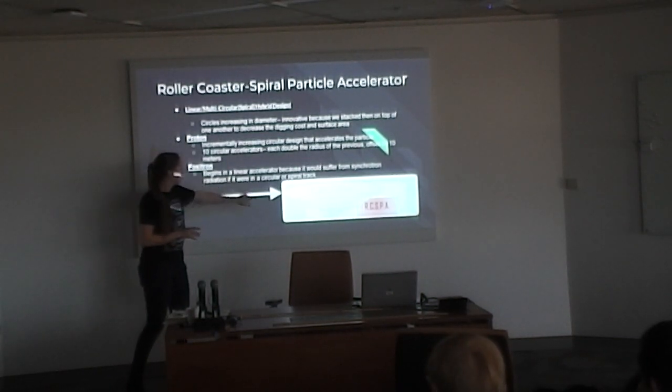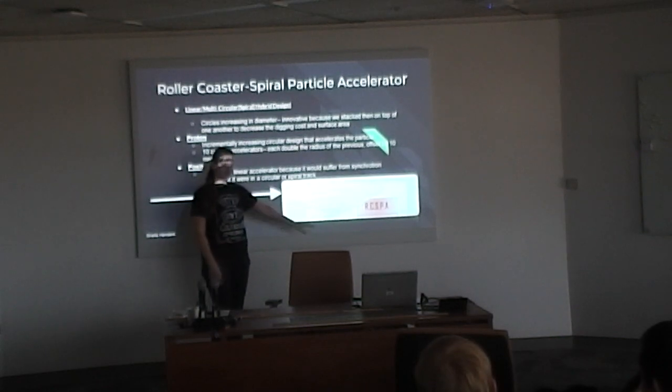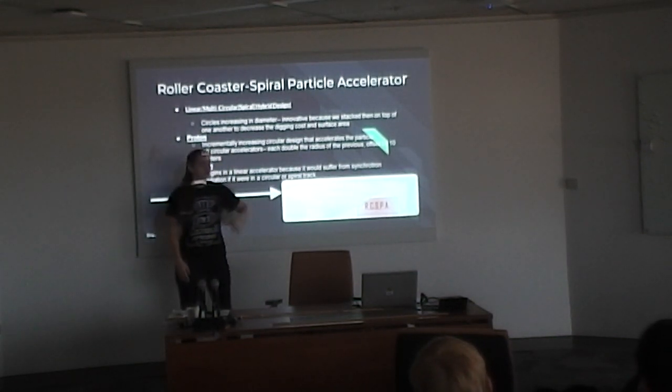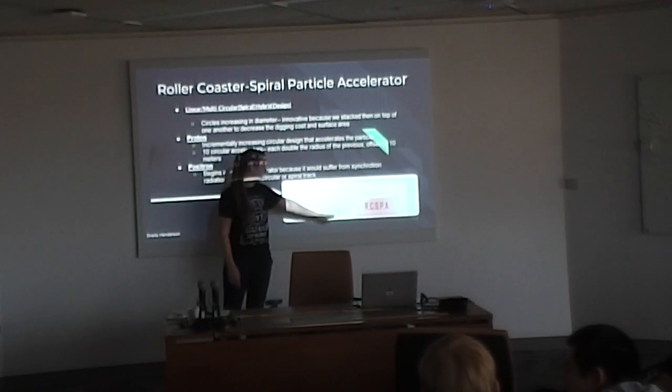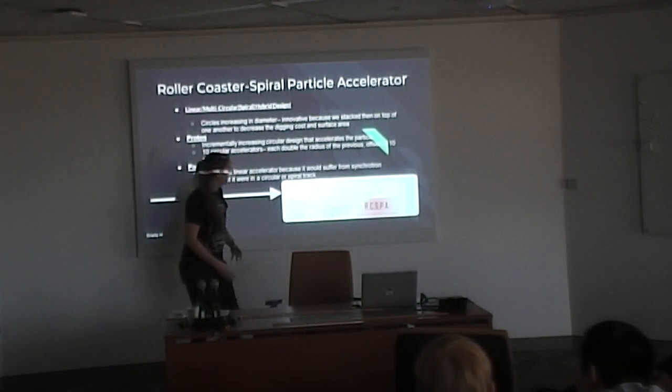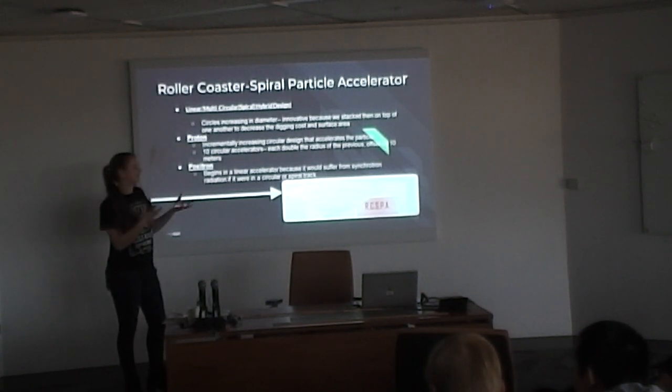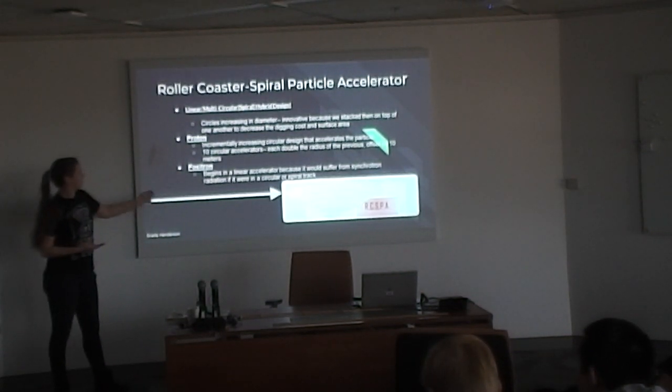So the proton is in 10 different layers here in our spiral accelerator. Each one is double the radius of the previous. You can't really tell in this illustration here, but it is exactly double the radius of the previous circle.